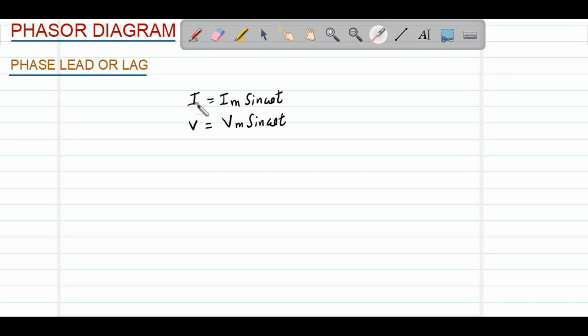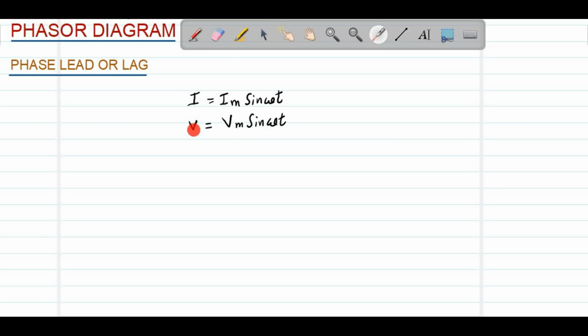At every moment, this value will keep on changing. And Im is the peak value, the maximum value of current. Omega is the angular velocity of the rotation of the armature. So omega t will be the angle, theta, angle of rotation at an instant of time. So the current varies as per this equation Im into sin omega t.